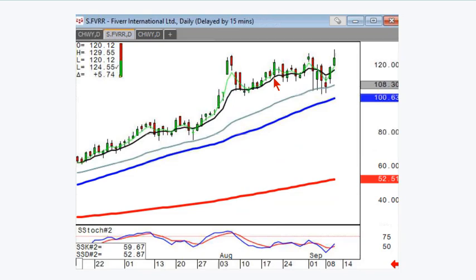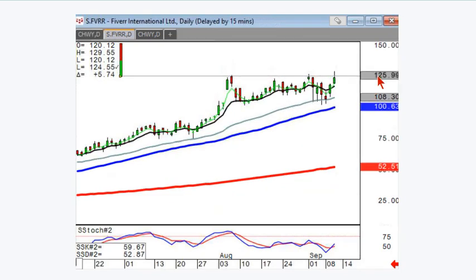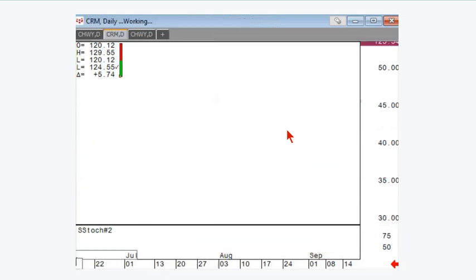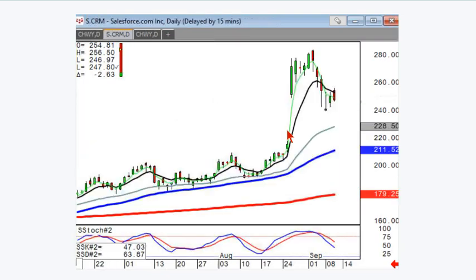And FVRR, that one you can get ready. I'd be more apt to buy it on positive trading, knowing that it broke out with this kind of little slow curve move. CRM, Salesforce, nothing yet.